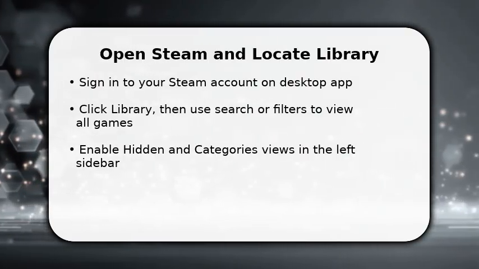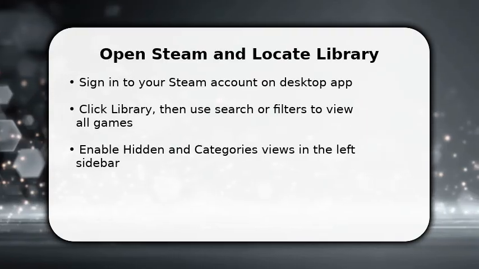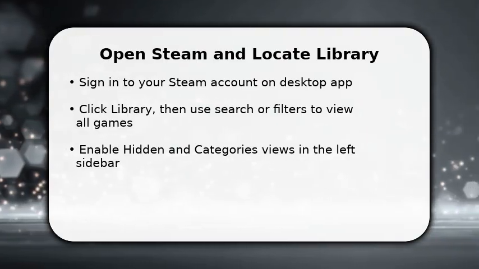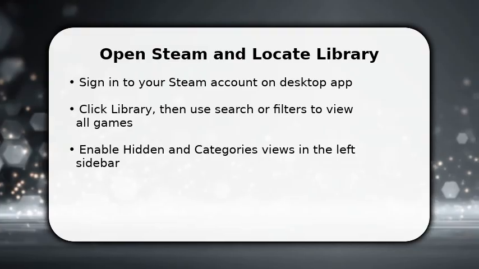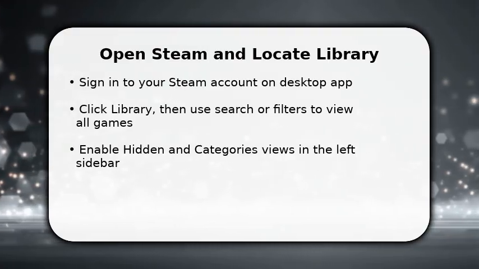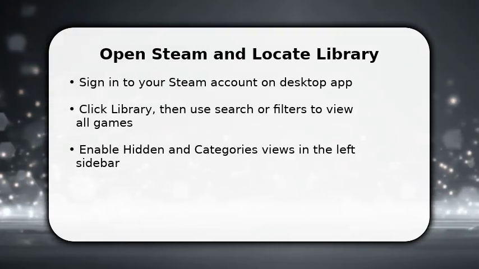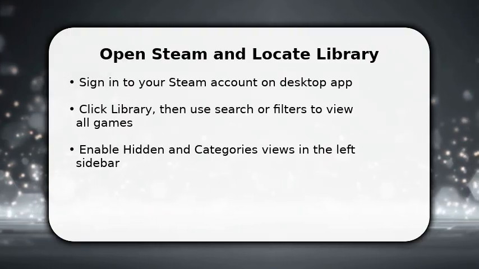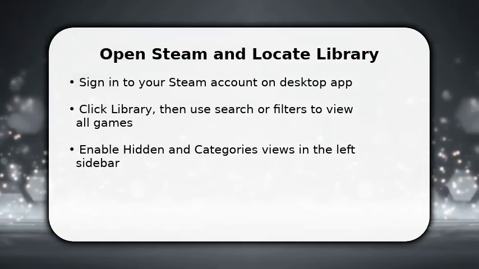Open the left sidebar, click the small down arrow beside libraries or your username to reveal extra views, and make sure hidden or categories are visible. This immediately prepares the interface so you can unhide without hunting through many menus. Once visible, you're ready for the next step.